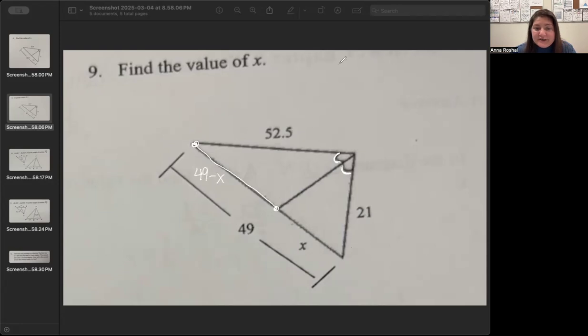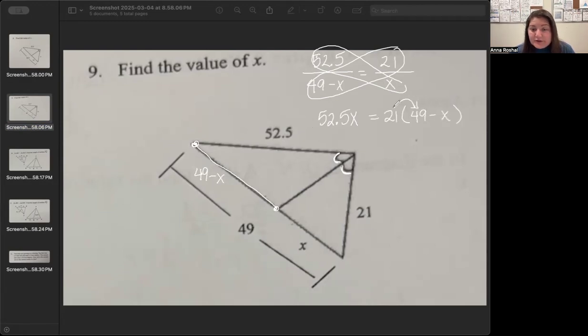So I'm going to take 52.5 over 49 minus x and set that equal to 21 over x. Again, I'm going to do the same exact thing and cross multiply. So I get 52.5x equals 21 times 49 minus x. I'm going to distribute the 21. So 21 times 49 is 1,029, and then 21 times x is just 21x.